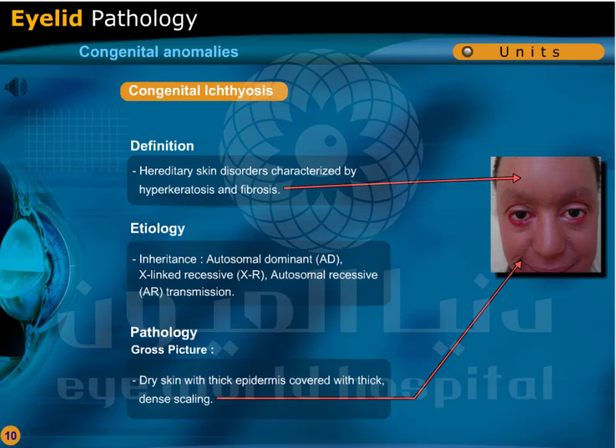Congenital ichthyosis is a hereditary skin disorder characterized by hyperkeratosis and fibrosis. There are various patterns of inheritance of congenital ichthyosis. It may be inherited as an autosomal dominant, X-linked recessive, or autosomal recessive disorder. The skin is dry, with thick epidermis covered with thick, dense scaling.